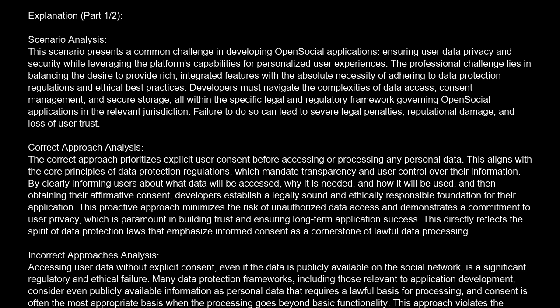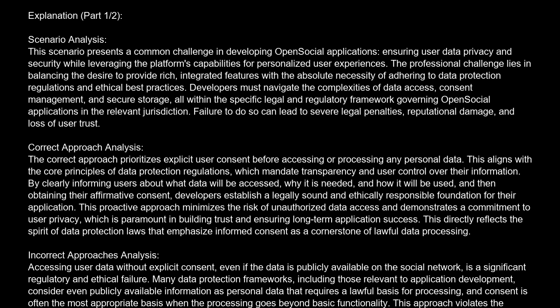Correct approach analysis. The correct approach prioritizes explicit user consent before accessing or processing any personal data. This aligns with the core principles of data protection regulations, which mandate transparency and user control over their information. By clearly informing users about what data will be accessed, why it is needed, and how it will be used, and then obtaining their affirmative consent, developers establish a legally sound and ethically responsible foundation for their application.